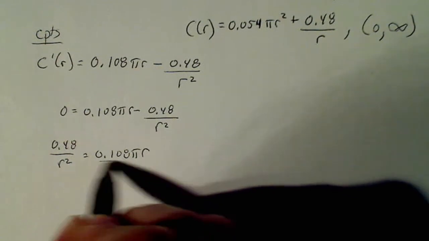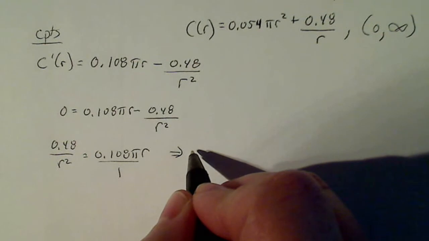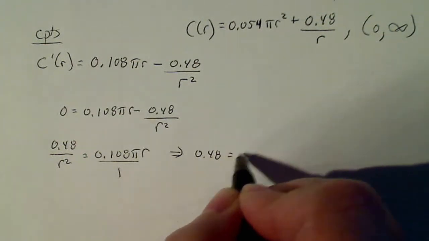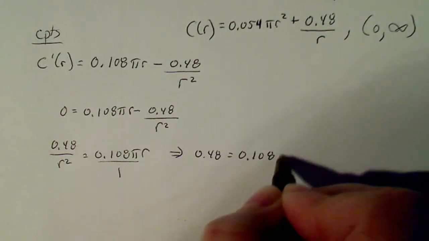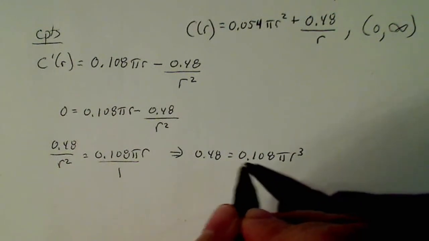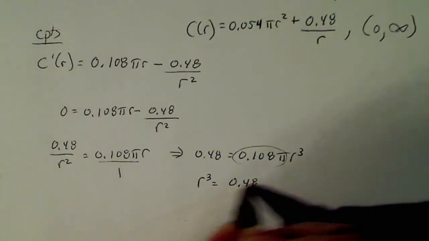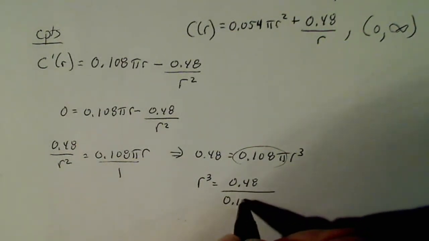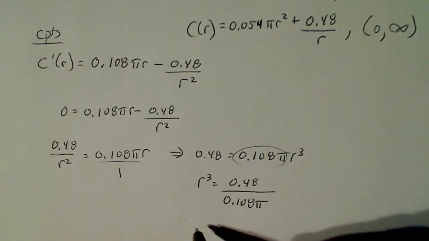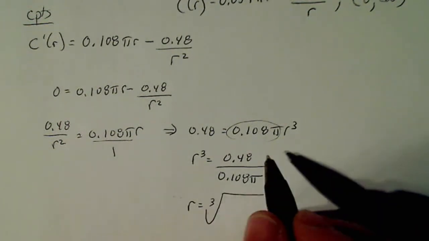Cross multiply now. So think of this as being over 1. That's going to look like 0.48 is equal to 0.108 pi r cubed. If I continue to solve for r, I'm going to divide both sides by this number. So r cubed is equal to 0.48 divided by 0.108 pi. And then I take the cube root of both sides. I know this is ugly, but it doesn't matter. This is it. And I don't need the plus or minus because it's a cube root.